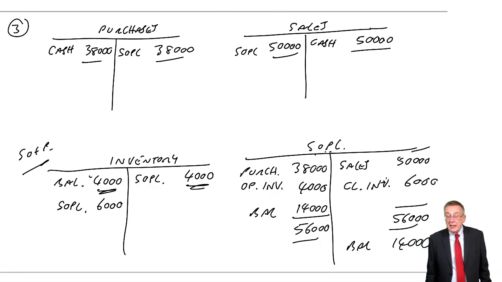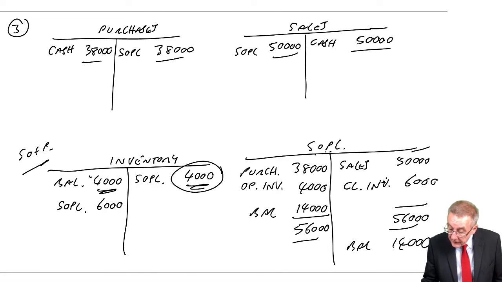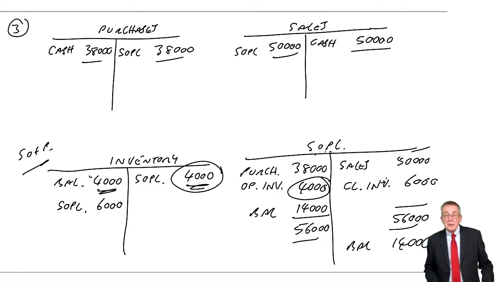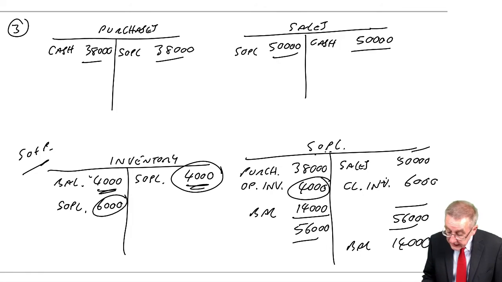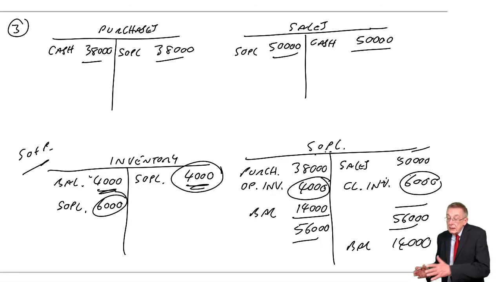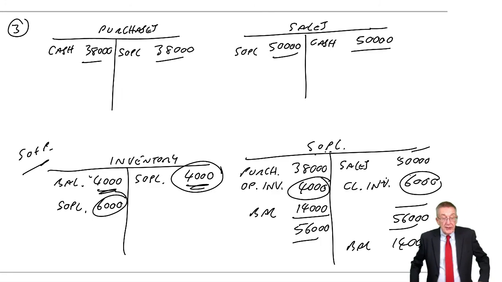At the end of each year, the accountant will remove the opening inventory, credit inventory, debit statement of profit or loss, and create the closing inventory, debit inventory, credit statement of profit or loss. Those entries at the bottom of the second page, they're typed out.